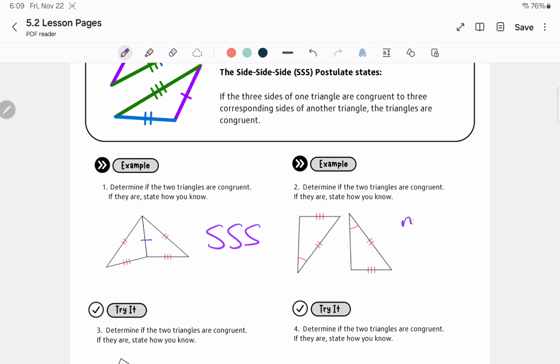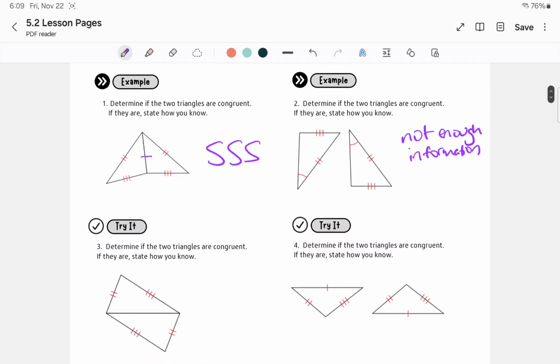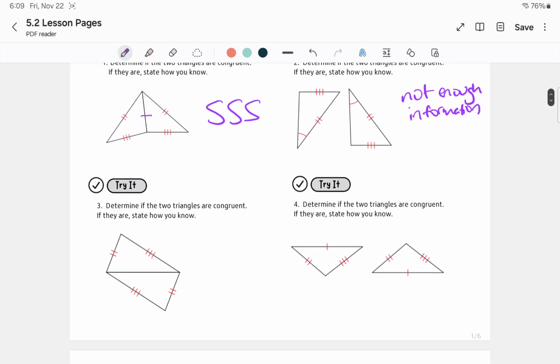So this is not enough information. There's actually going to be 5 that we're going to look at. And so ASS, or SSA, is not in our list. So we cannot use that to prove congruency. So go ahead and pause the video, look at number 3 and number 4, try them on your own, and I will come back to share my answer.